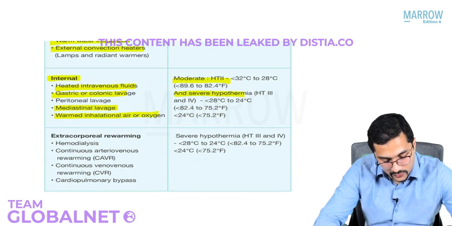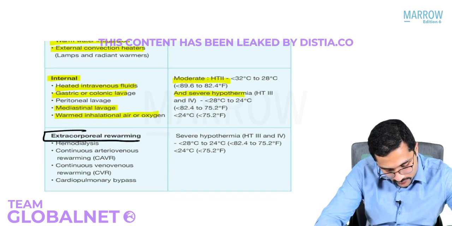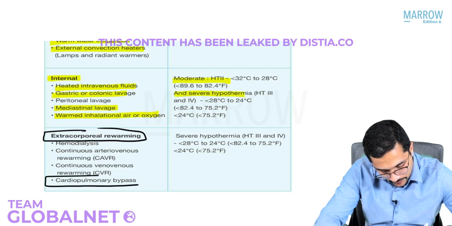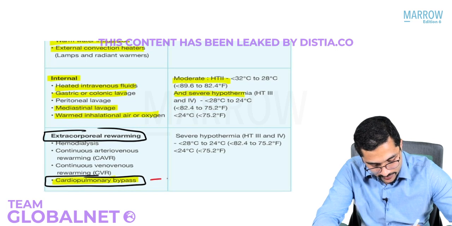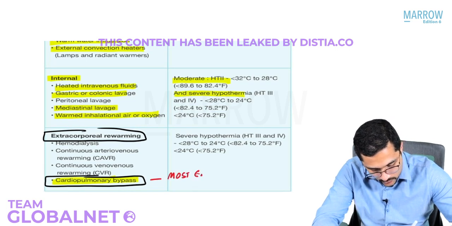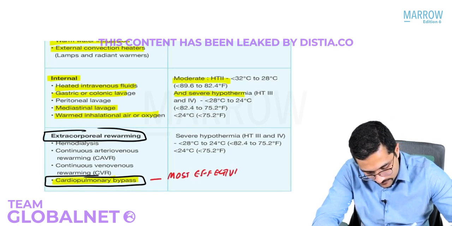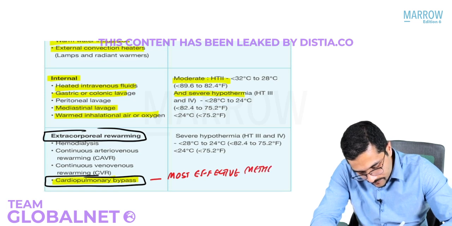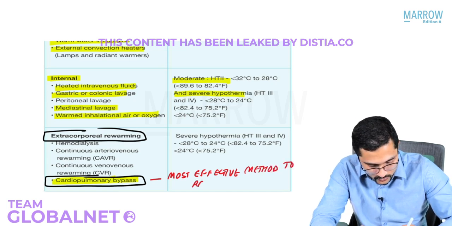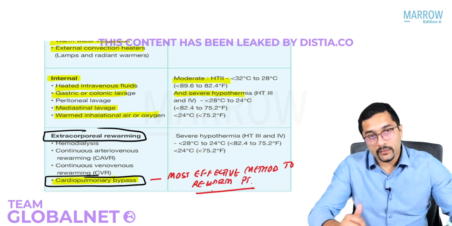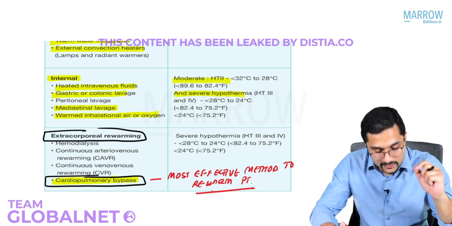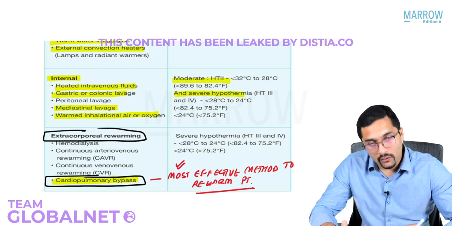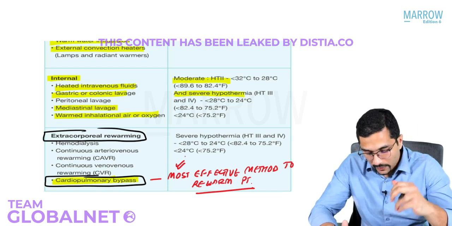And finally, you have extracorporeal rewarming, which is in the form of cardiopulmonary bypass. And cardiopulmonary bypass is the most effective way. This is the most effective method to rewarm a patient. This was asked in the super specialty exam. This is the most effective method to rewarm the patient, that is cardiopulmonary bypass. That has been written in the latest Sabiston as well. So the most effective method to rewarm the patient is cardiopulmonary bypass.